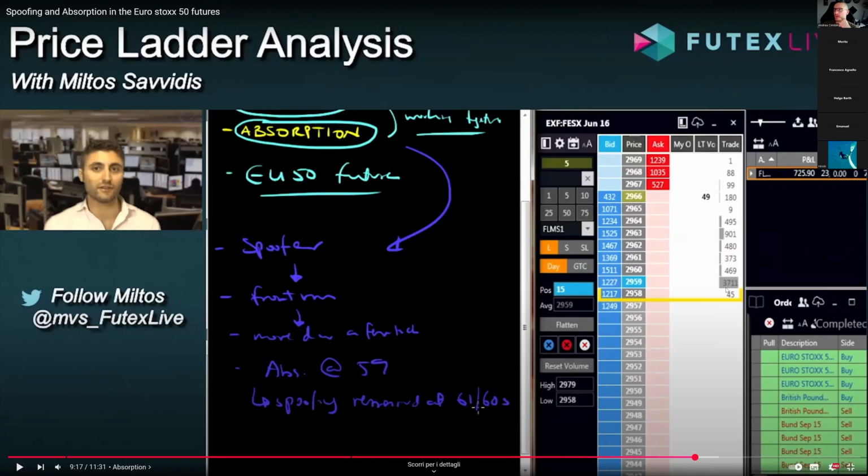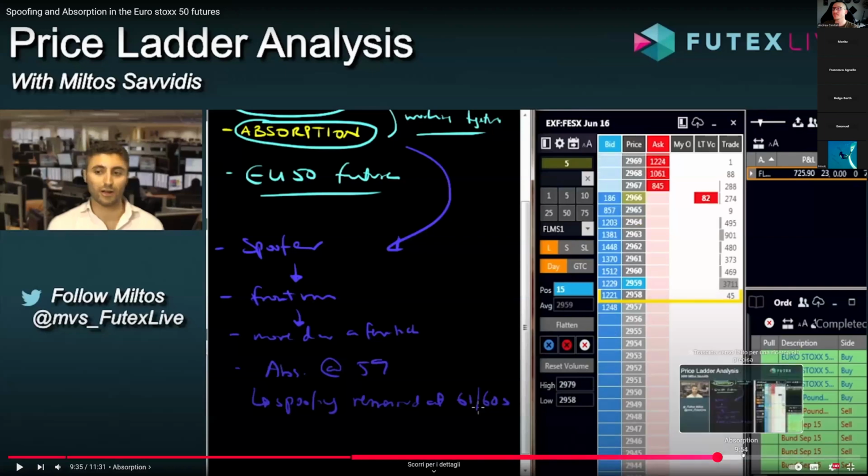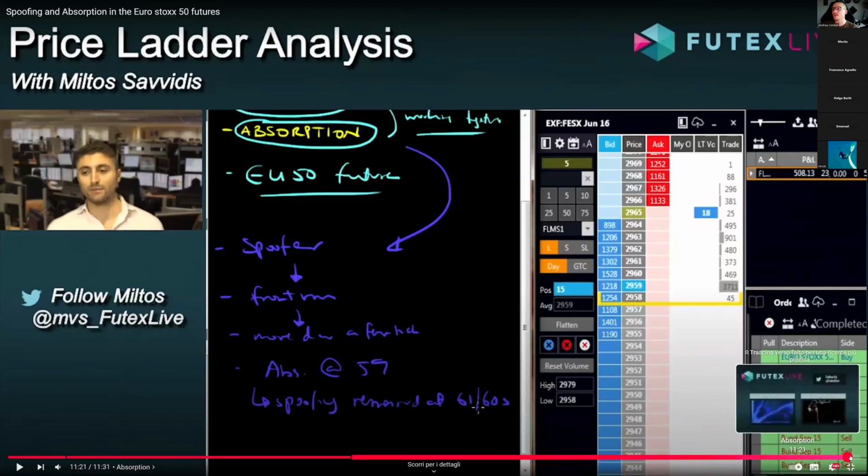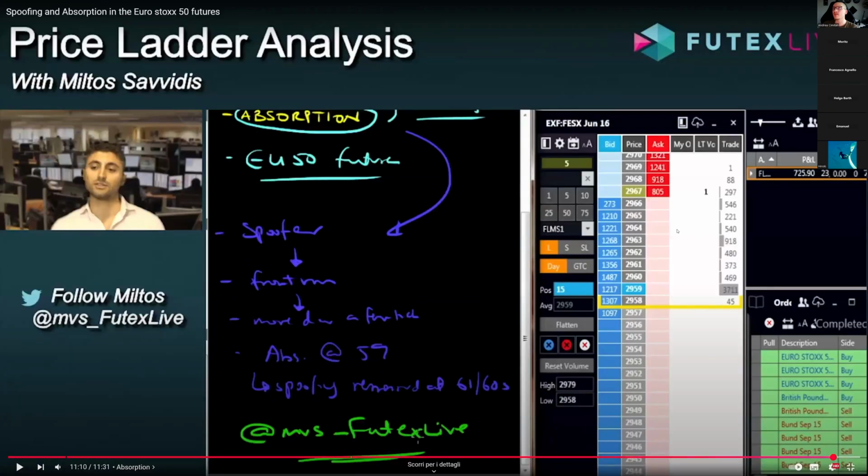A couple of minutes later, he's bought 3,700 contracts of Euro Stoxx, and the price has moved almost 10 ticks. Sorry, almost 10 points. Let's see where we get. Yes, almost 10. This guy made around $300,000 to $400,000 in a matter of minutes.